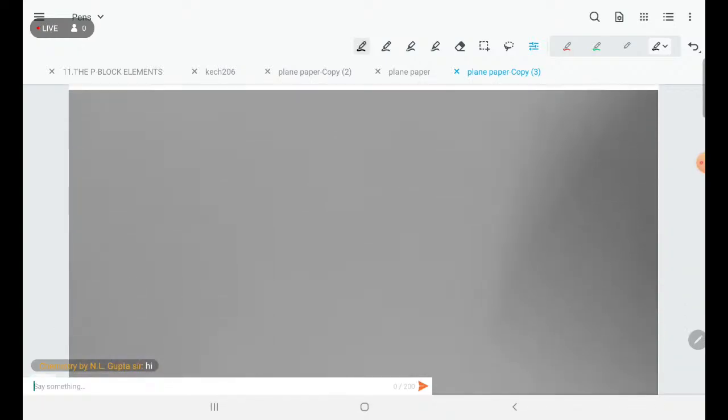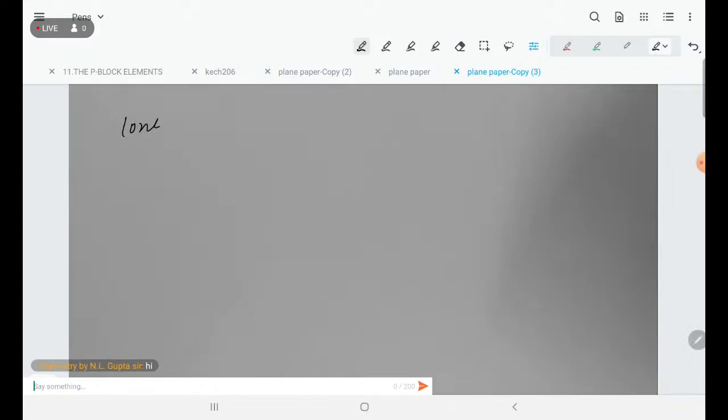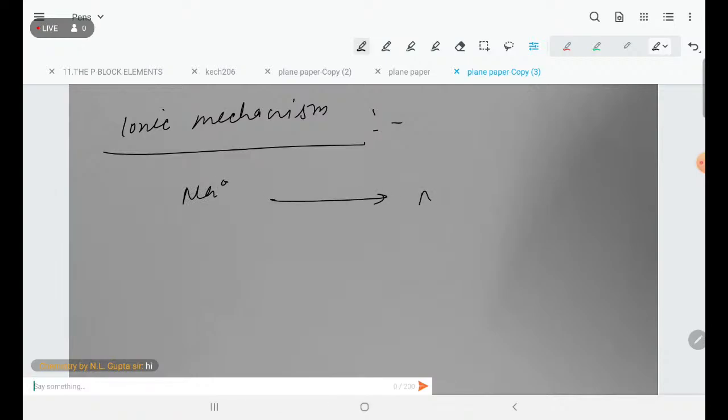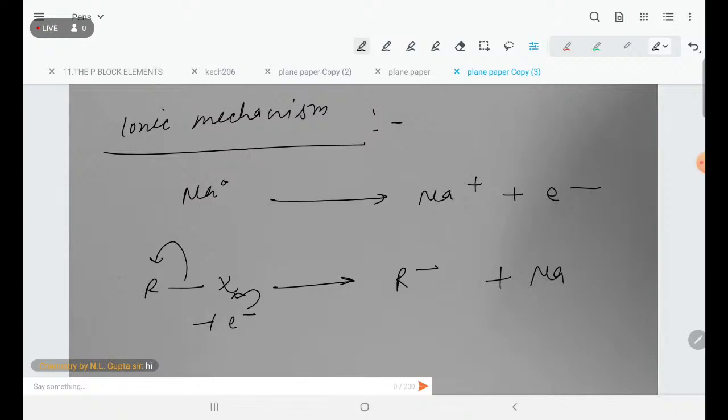There is also one more mechanism, student, that is known as the ionic mechanism. So when you talk about the ionic mechanism, friends, Na free radical will form, and then when it loses an electron, Na plus will be formed. And now we are having RX, and that electron is attacking on this, so this bond is going to be out. So that is R minus, plus Na will be forming R minus.